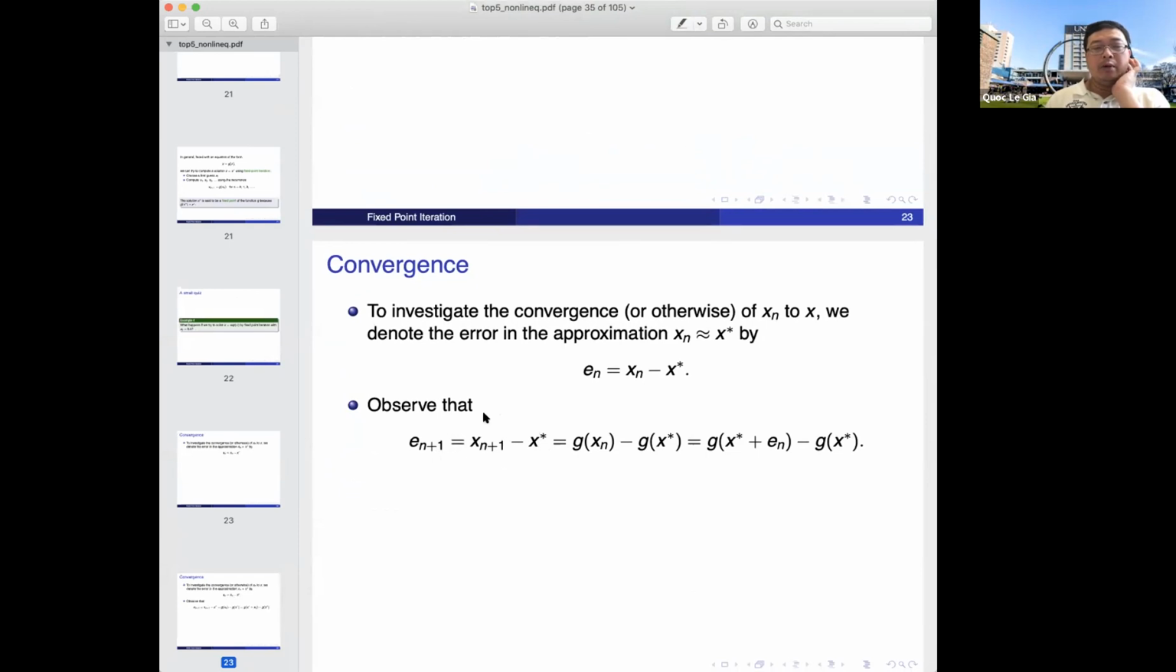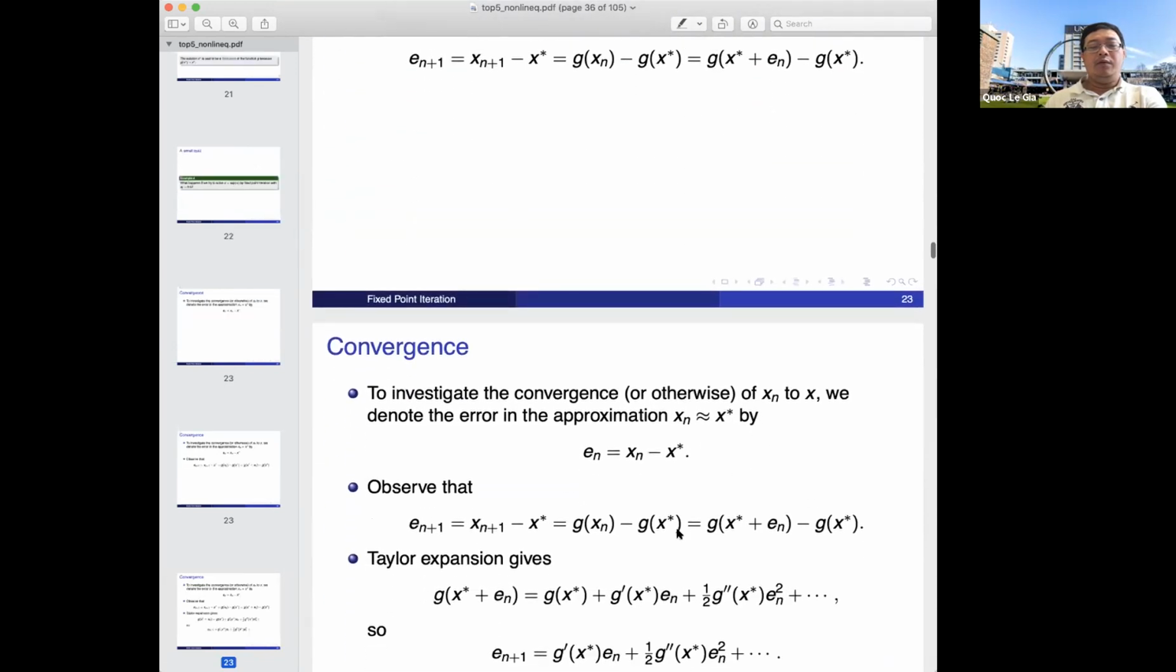But remember how we define xn plus 1. So xn plus 1 is just g of xn, right? So this is your fixed point iteration. And x star is a solution of x star equal g of x star. So I just replace xn plus 1 by g of xn and x star by g of x star, right? And then xn is just en plus x star. So this is just a simple substitution.